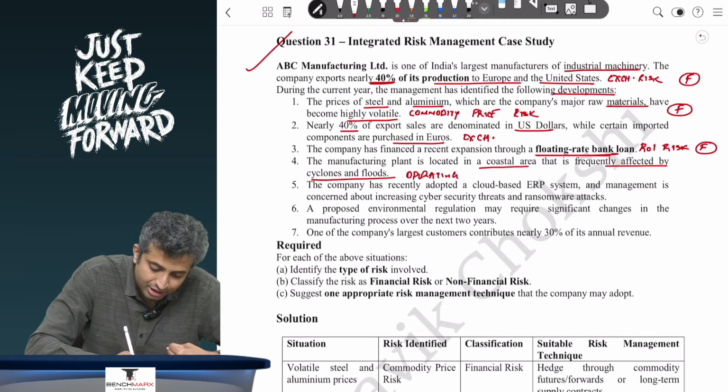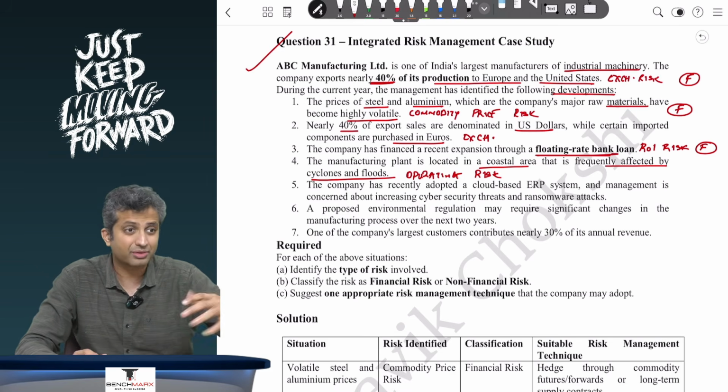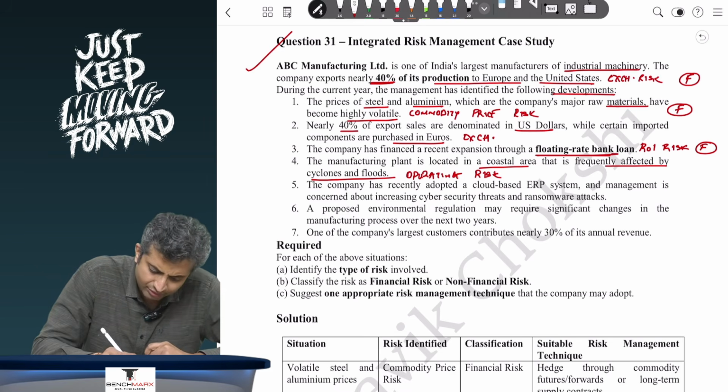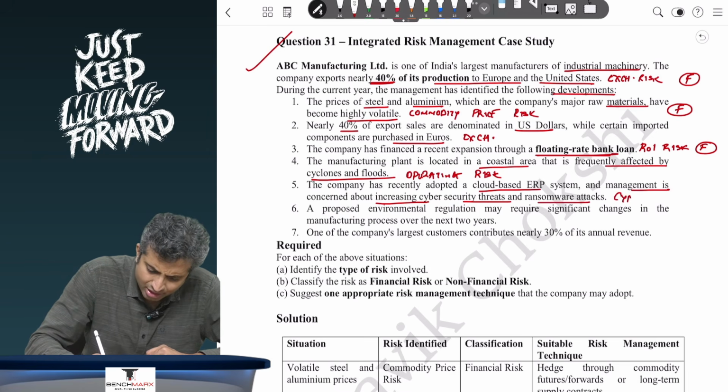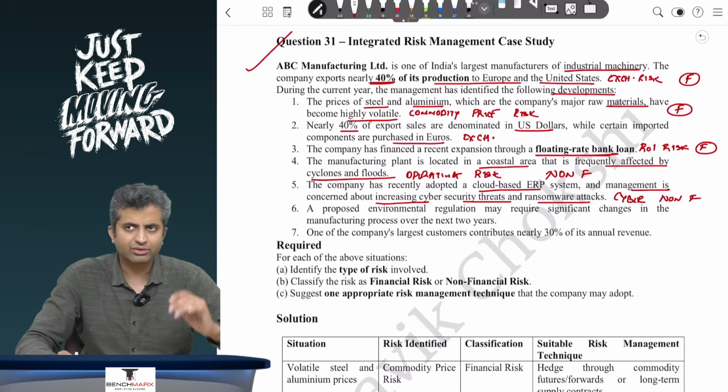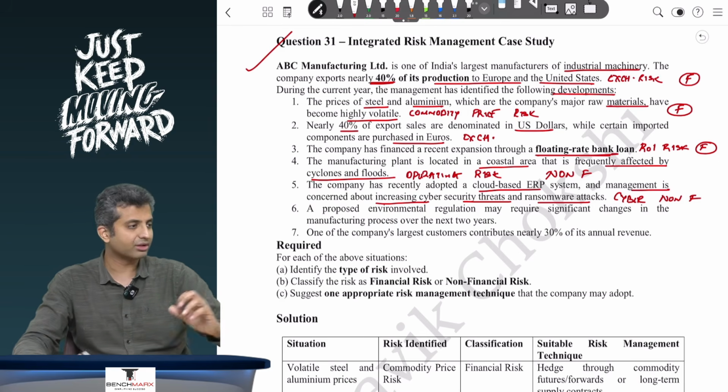Like if you're located in maybe Japan, there is a lot of risk of earthquakes. So that's an operational risk. The company has recently adopted a cloud-based ERP system, and management is concerned about increasing cyber security threats and ransomware attacks. So this is a cyber security risk. So these are non-financial. These are not specifically financial risks like interest rate, exchange rate, price risk. All of those are financial.